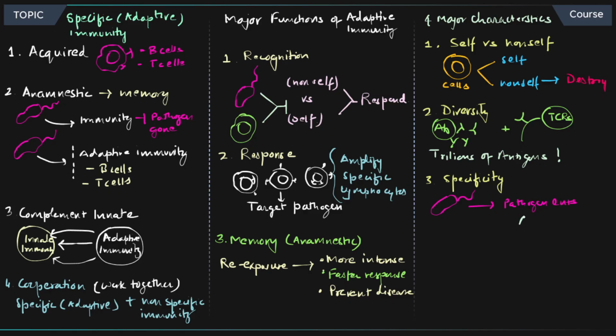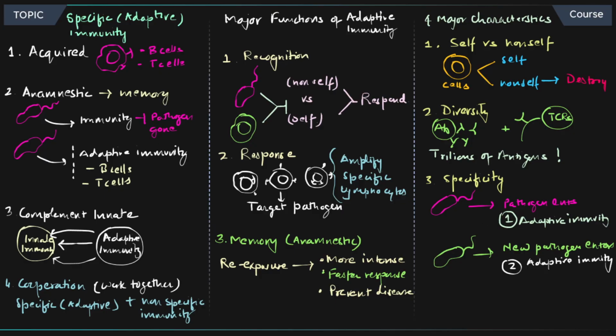Let's say this pink color is one pathogen, right? You will get the adaptive immunity. Then you have another pathogen, which is, let's say, green in color. So this is pathogen 2, a new pathogen, and it will get adaptive immunity 2, the second adaptive immunity against that one, right? It's not going to cross react, so adaptive immunity 2 is not going to work against the first one, right? That's a very important point.